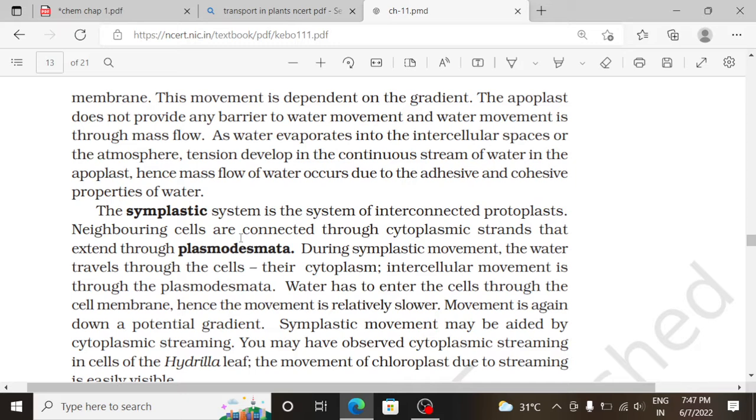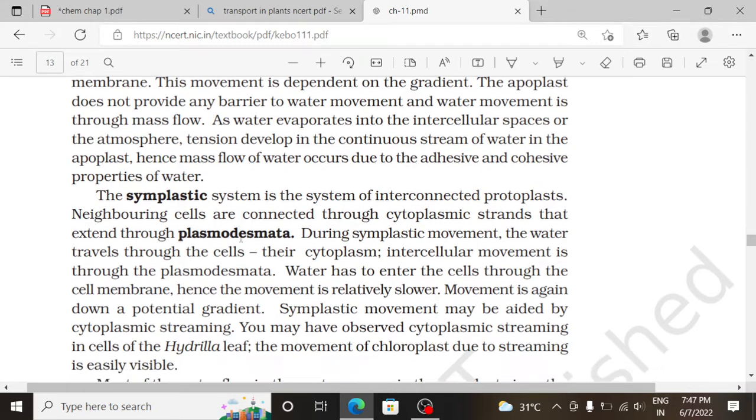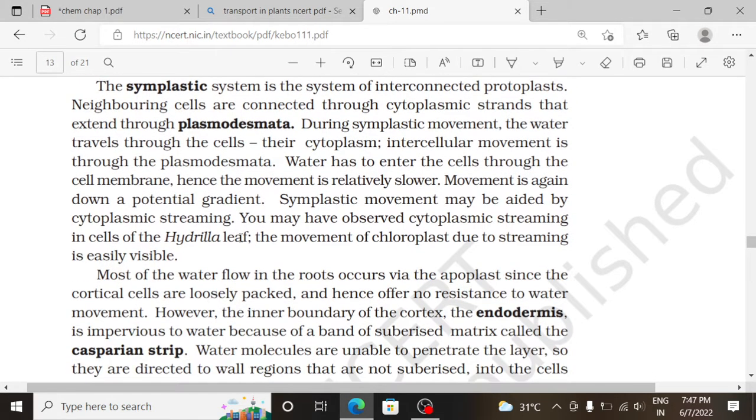Movement is again down a potential gradient. Symplastic movement may be aided by cytoplasmic streaming. You may have observed cytoplasmic streaming in cells of Hydrilla leaf. The movement of chloroplasts due to streaming is easily visible.